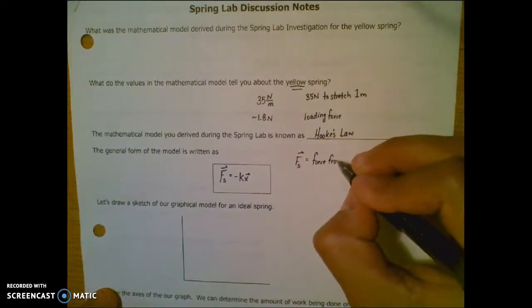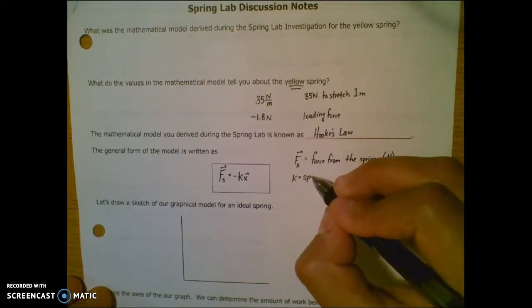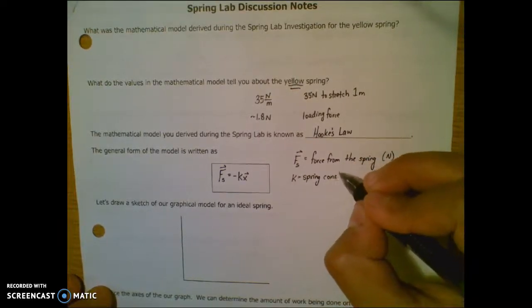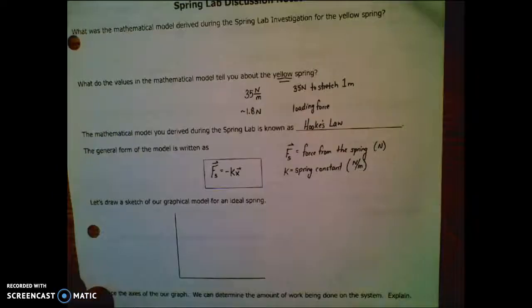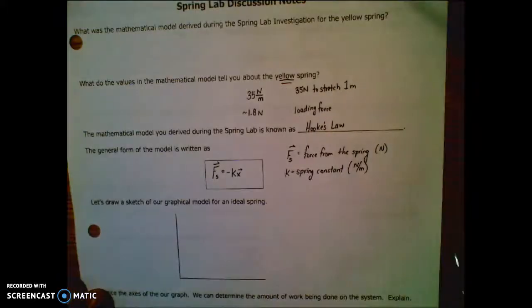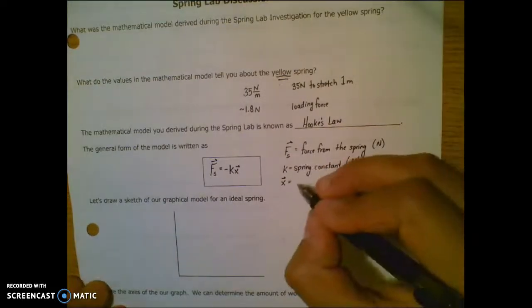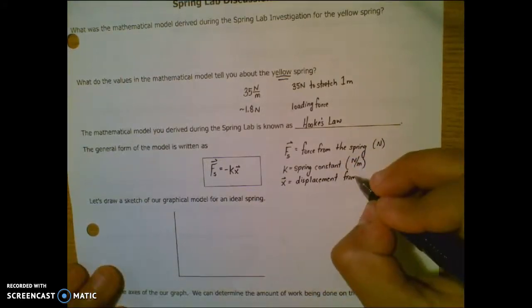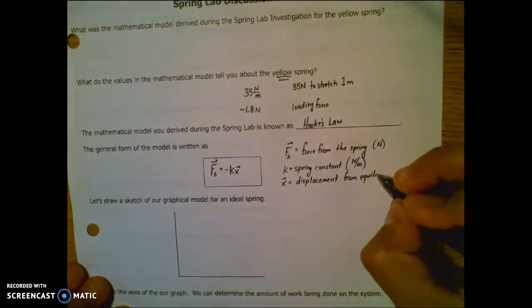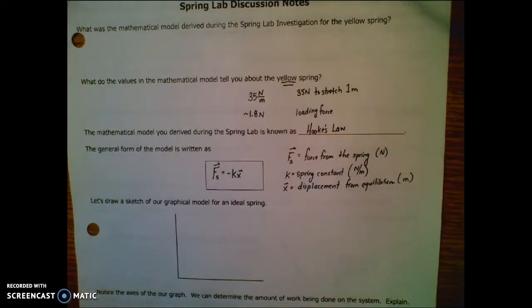That's important to remember, that we're looking at the force from the spring, not some force that's being applied to it. The k value is something called a spring constant, and it's a measure of how much force is necessary to stretch the spring, and it's measured in newtons per meter. So for this yellow spring, our spring constant would be 35 newtons per meter. And our displacement, or our x, is the displacement from equilibrium. So how far beyond its natural length is this spring stretched or compressed? And this is measured in meters.